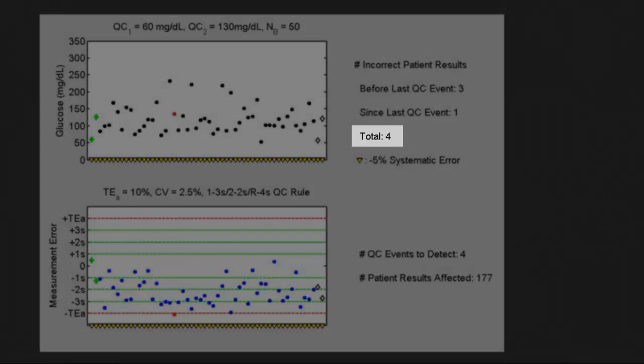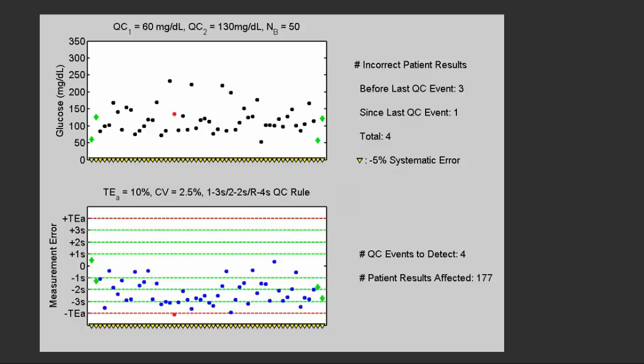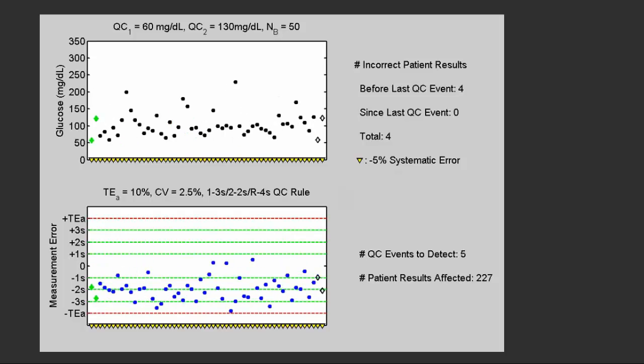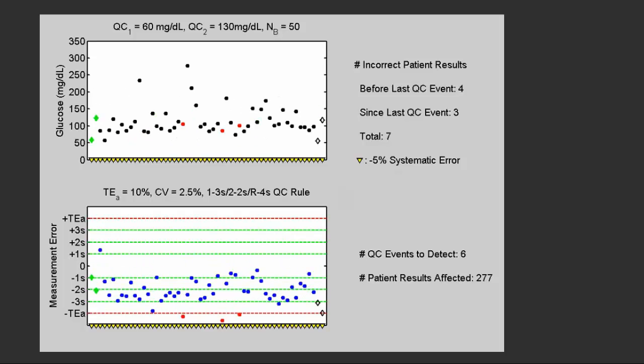Now we have a total of 4. We continue testing and get another QC rule acceptance. Finally, on the 6th try, we get a QC rule rejection. We now have a QC result that is more than 3 SDs below its target.